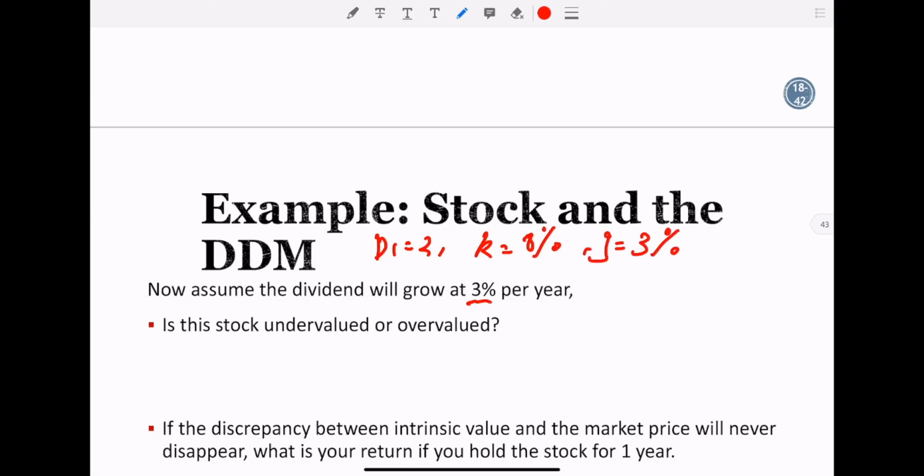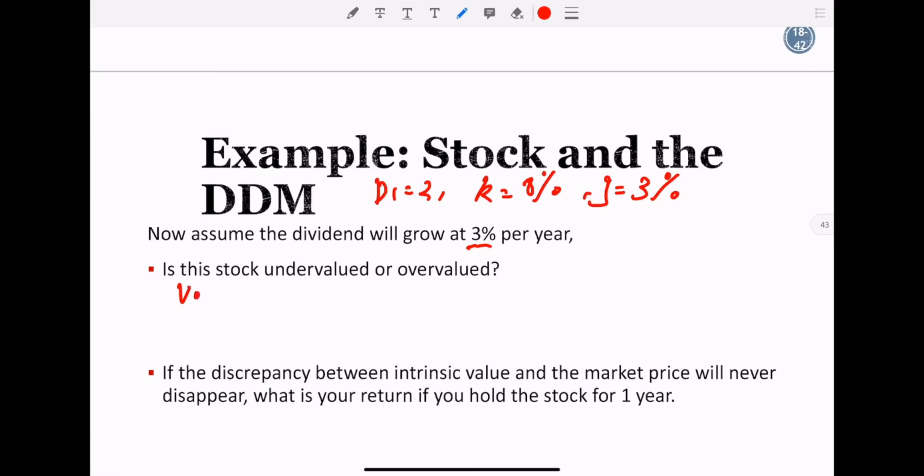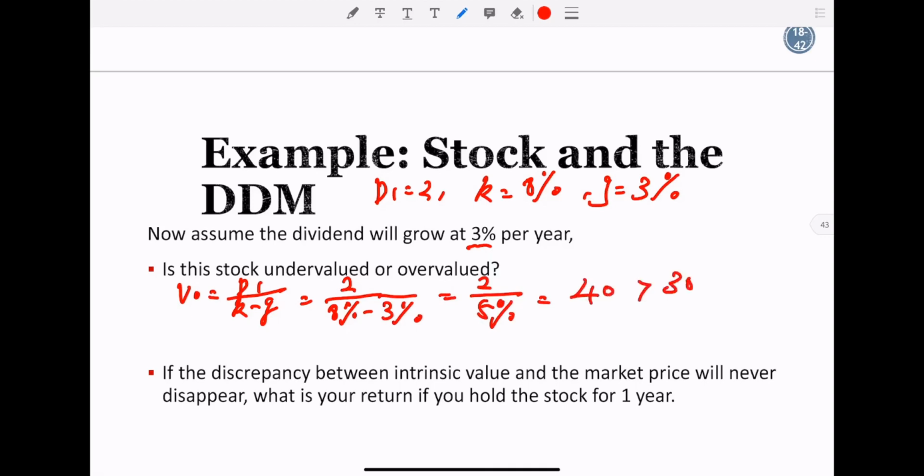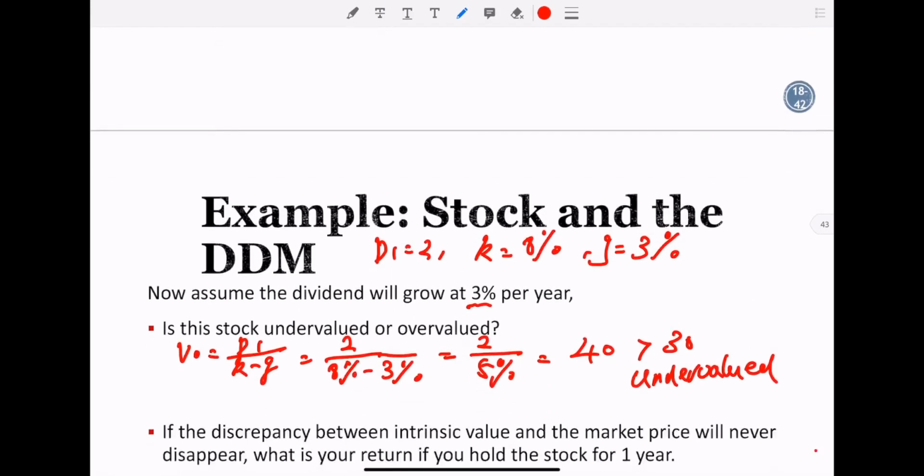Now let's calculate the intrinsic value. It's D1 divided by K minus G. So it's 2 divided by 8% minus 3%. So it's 2 divided by 5%. So this is 40, which is larger than the market price of 30. So in this case, it is undervalued. So let's pause to appreciate these two different questions and see what kind of lessons we can learn here.